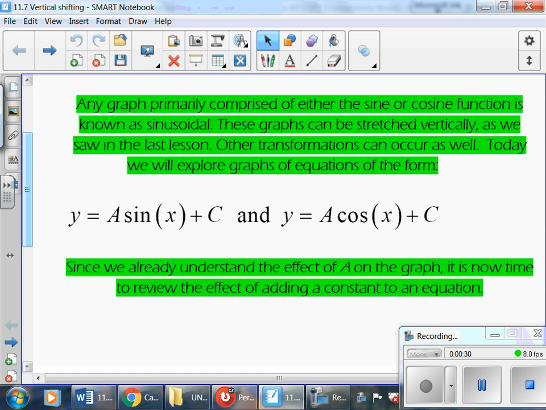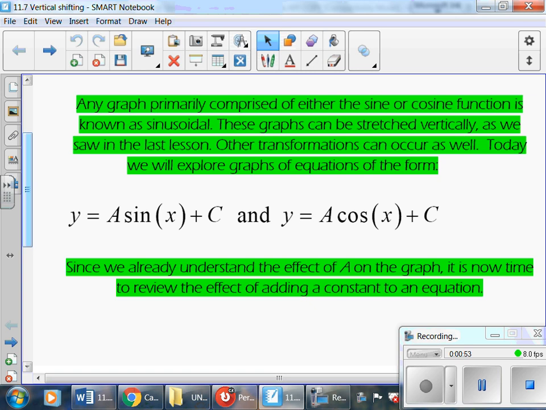So any graph primarily comprised of either the sine or the cosine function is known as sinusoidal. These graphs can be stretched vertically as we saw in the last section. Other transformations can occur as well. So today we're going to explore graphs of equations in the form y equals a sine x plus c and y equals a cosine x plus c.